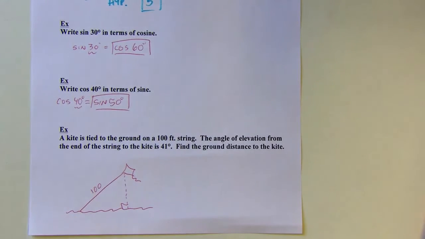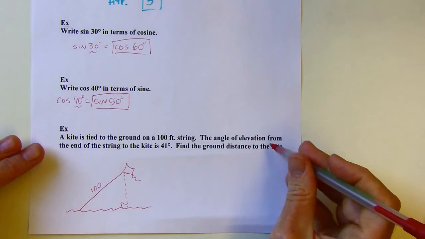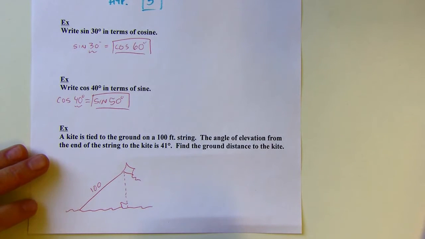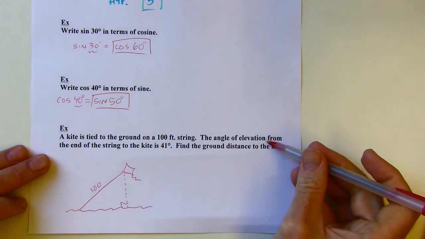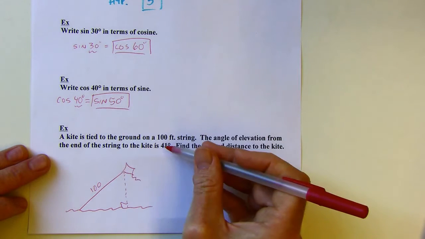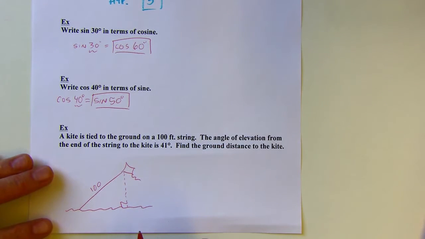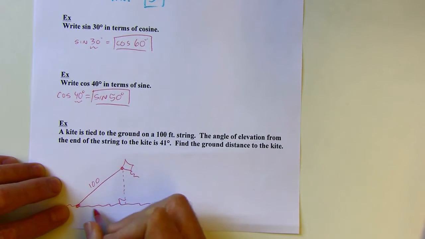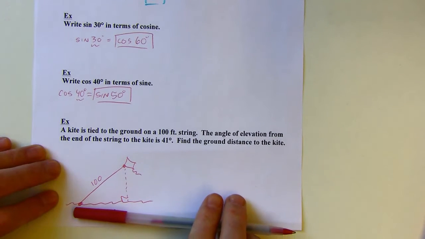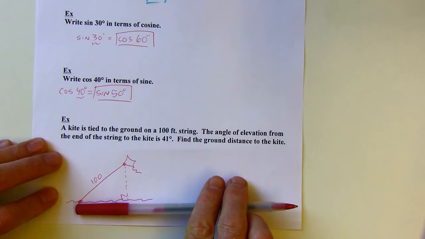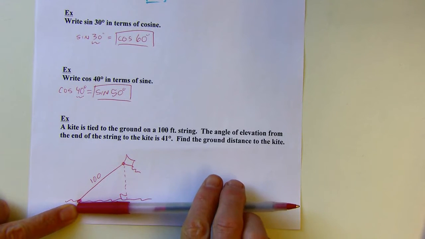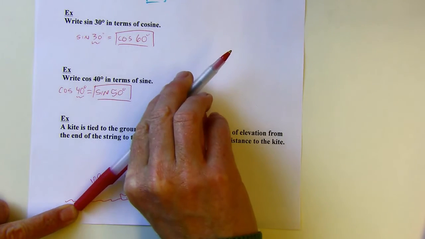It says the angle of elevation from the end of the string to the kite. So that means the angle of elevation from here to here. And what that really means is if you're down at the ground, here where the string is tied to the ground, you'd have to look up at that kite.